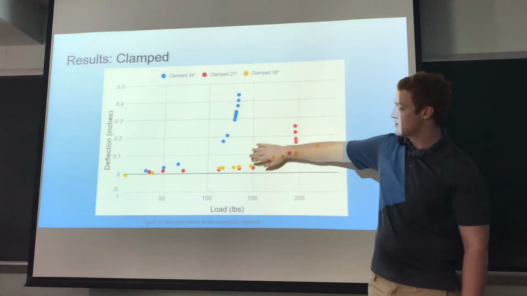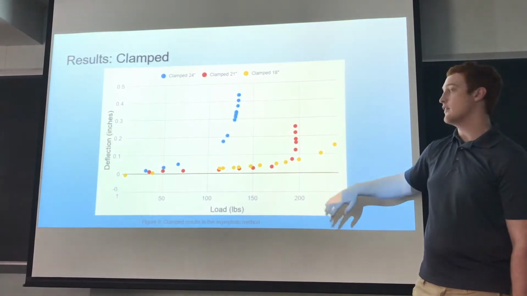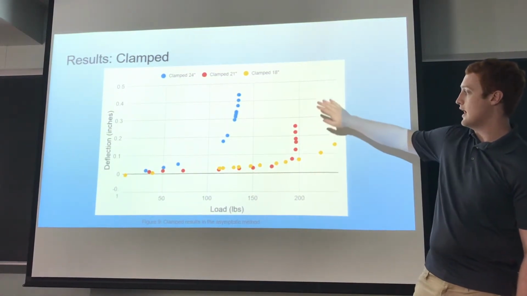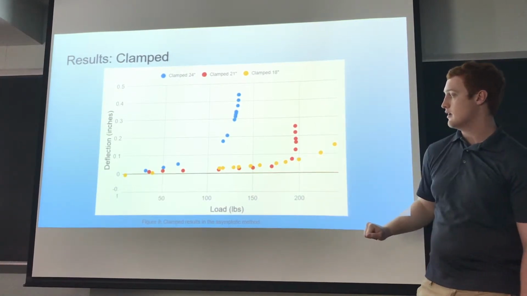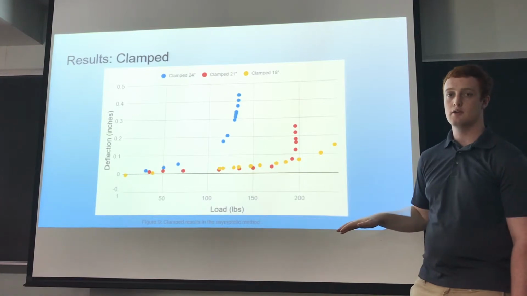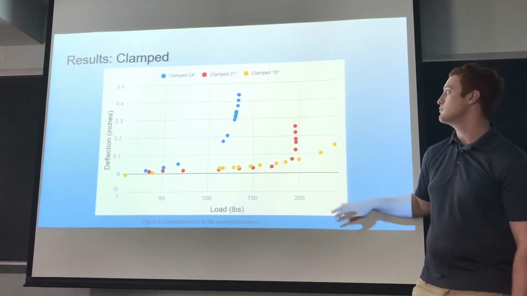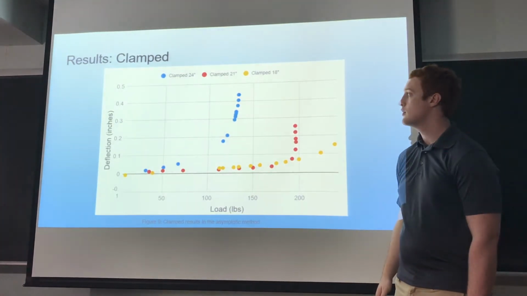For the 24-inch, it looks like it's about 170 pounds. And then for the 21-inch, it looks to be going at 200 pounds. And then for the 18-inch, we didn't get enough data close to the asymptote to get a great estimation, but it looks like it's asymptoting around 270 pounds.